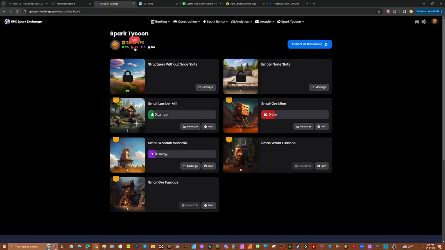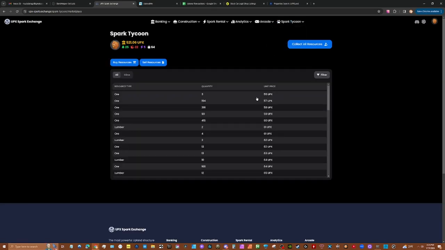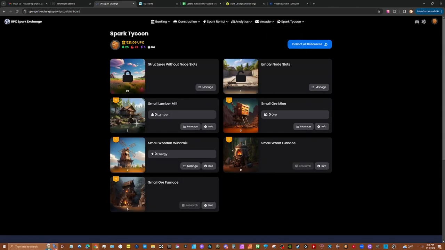Now, once you've obtained these resources, you can either sell them on the marketplace here, okay? And you can see currently ore is going for 55 UPX, lumber is going for 61 UPX, and if I take a look at energy, it's going for about 300 UPX each energy. People are buying and selling these all the time. It's a pretty active market. So you can either sell them, or what you can do is you can build nodes.